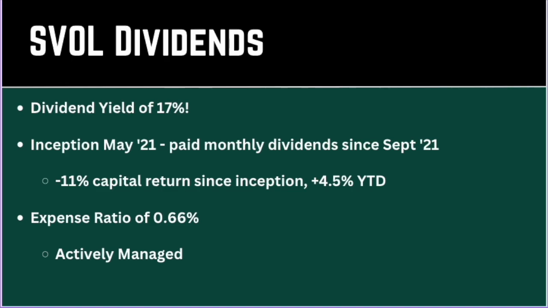Now, they have returned negative 11% in capital appreciation since their inception, which is not great. So really, all that return that has come from SVOL has been relied upon by that dividend. It should be noted that SVOL is up 4.5% year to date. And they have done a really good job of paying dividends since September of 2021. They have consistently paid around that 32-cent mark. Remember, this is monthly dividend income.